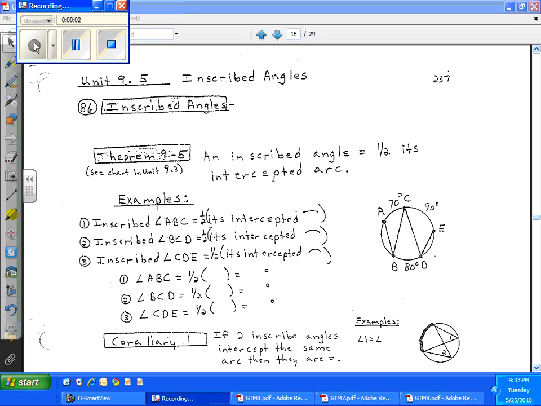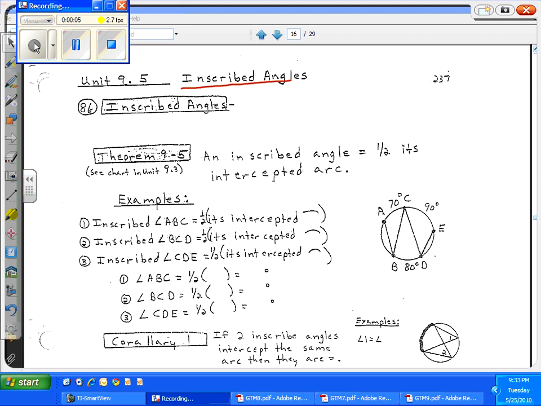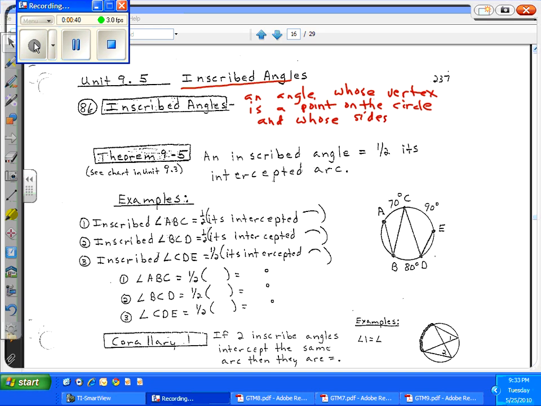Unit 9.5 is inscribed angles. An inscribed angle is an angle whose vertex is on the circle, whose vertex is a point on the circle, and whose sides are chords of the circle.